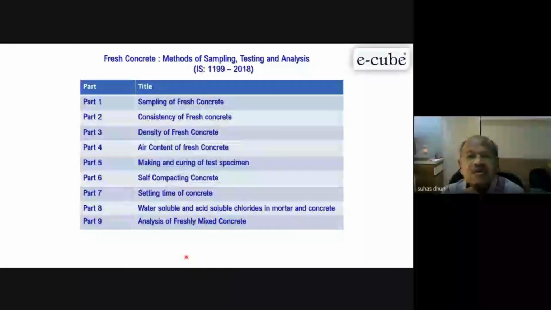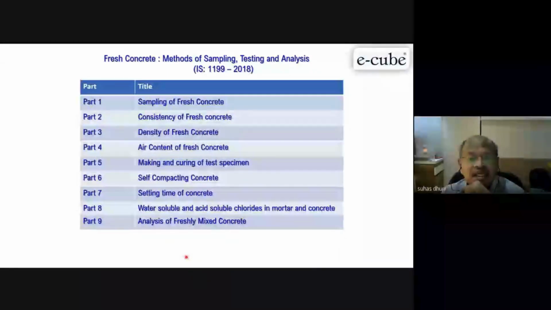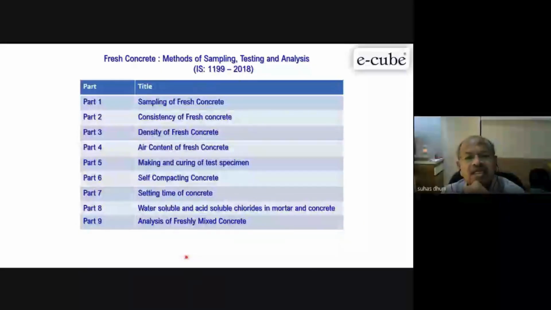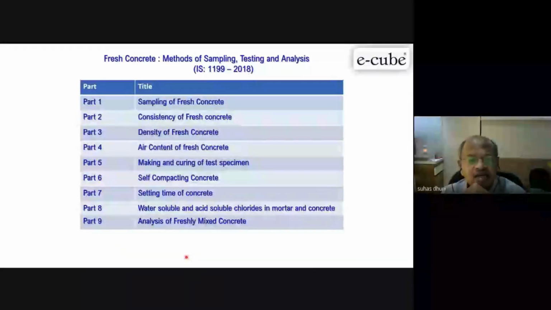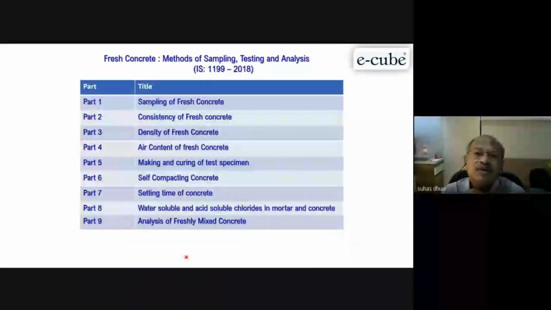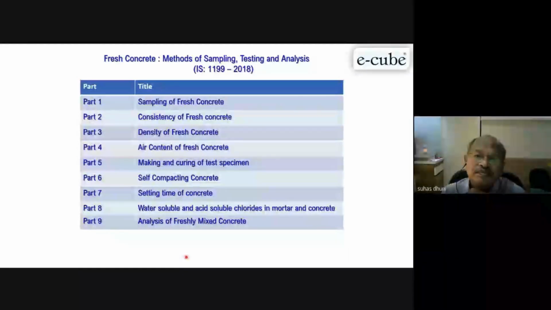Now this code has been introduced in 2018: methods for sampling, testing and analysis. IS 1199 was there, it has just been revised, and they added a lot of other tests in this particular code. Few tests were there earlier, but now they are added into this code.